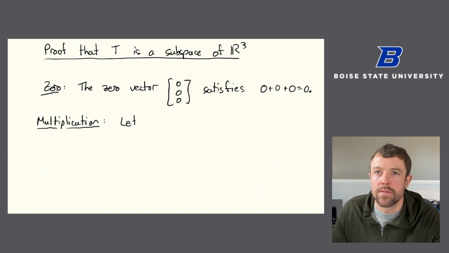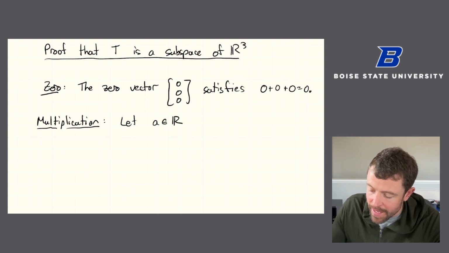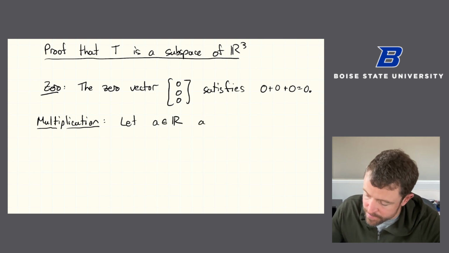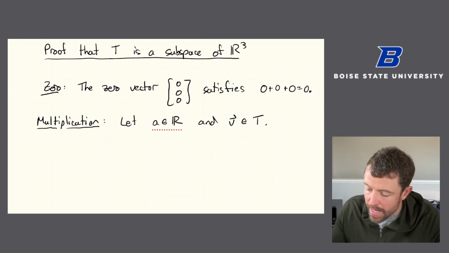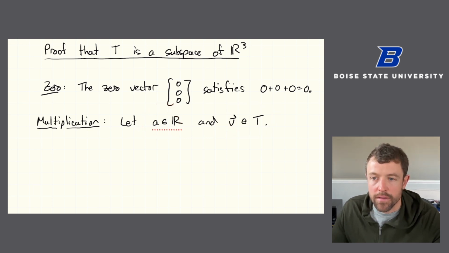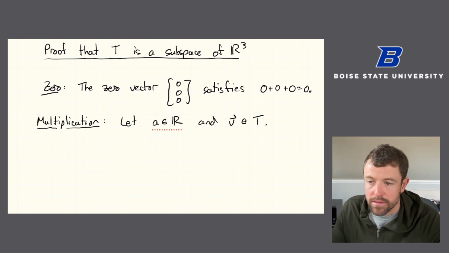So what should I make our scalar be? Well, I guess I'll just call it A. So I'm going to let A be an element of R. So A is a real number. I want V to be an element of T. So this is what I mean by a generic scalar multiplication. I'm taking any element of R and any element of T and I'm multiplying them together. But A being a real number, there's nothing more to say there. That just means that A is a real number. But V being an element of T means something.